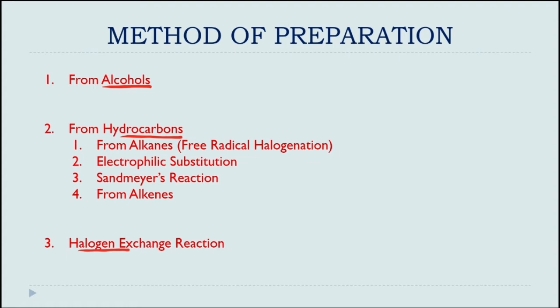And from hydrocarbons we will discuss these four reactions. First one is from alkanes, which is called free radical halogenation. We have discussed this reaction in detail in class 11 also. Then electrophilic substitution, which is basically characteristic reaction of aromatic compounds. In case of electrophilic substitution, we will form haloarenes.